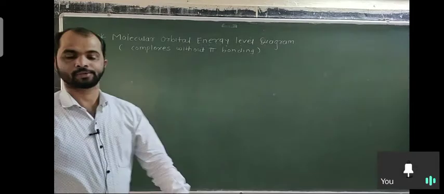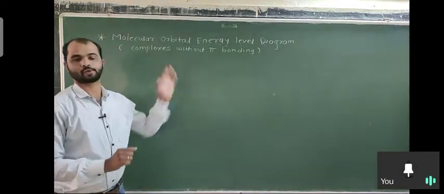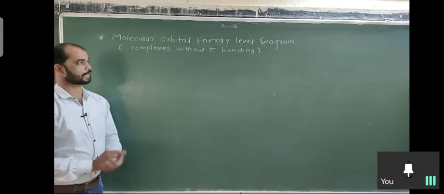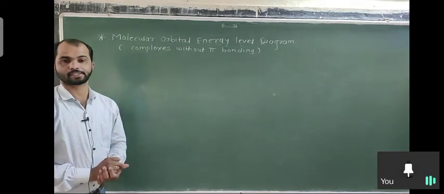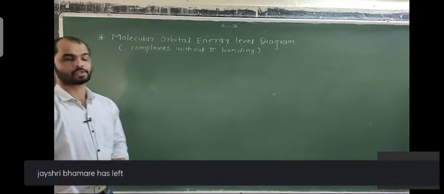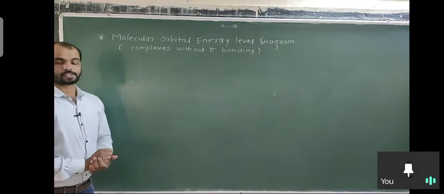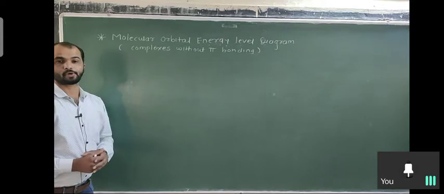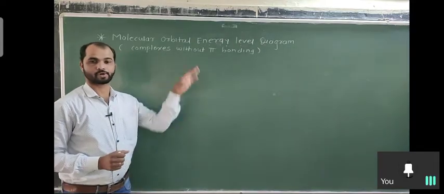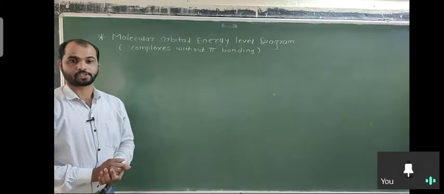Okay, good afternoon. Today we are going to start another topic of the last chapter: the energy level diagram of coordination complexes, the molecular orbital energy level diagram of coordination complexes. Basically, here we are going to discuss how complexes are formed without pi bonding, meaning only including sigma bonding, and how we draw the molecular energy level diagram for coordination complexes.